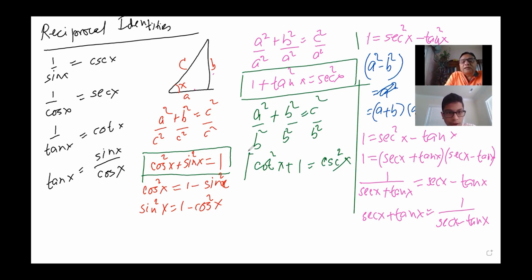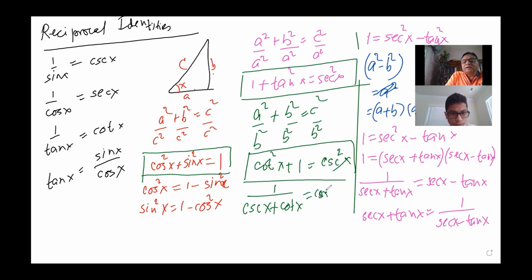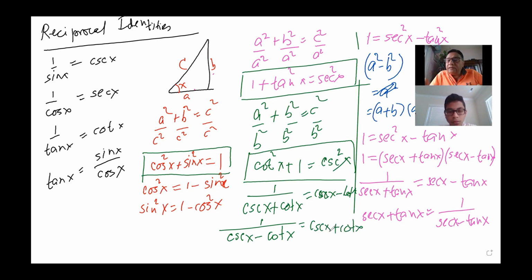Similarly, this particular identity also, I could say, well, 1 over cosecant x plus cotangent x is equal to cosecant x minus cot x. Is that okay? And I can also write this as 1 over cosecant x minus cot x is equal to cosecant x plus cotangent x. You see, the Pythagorean identity can be molded in so many different ways. And so that brings us to the last one.